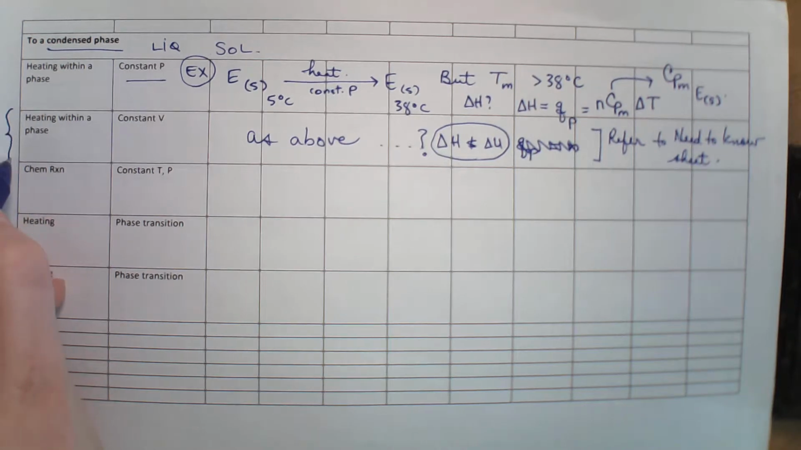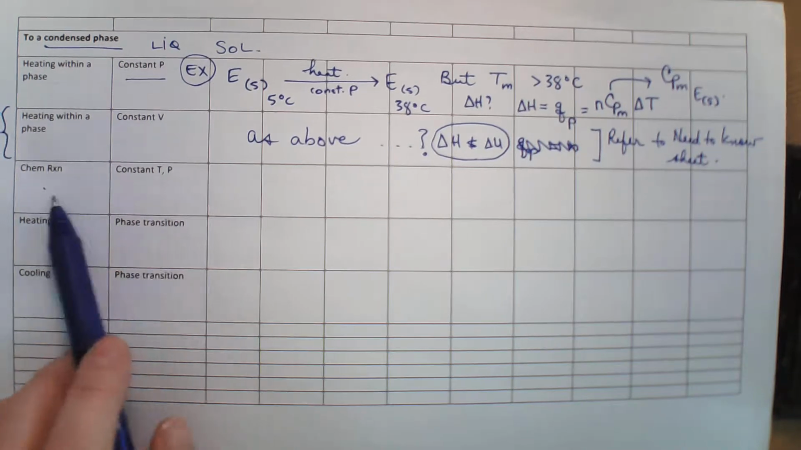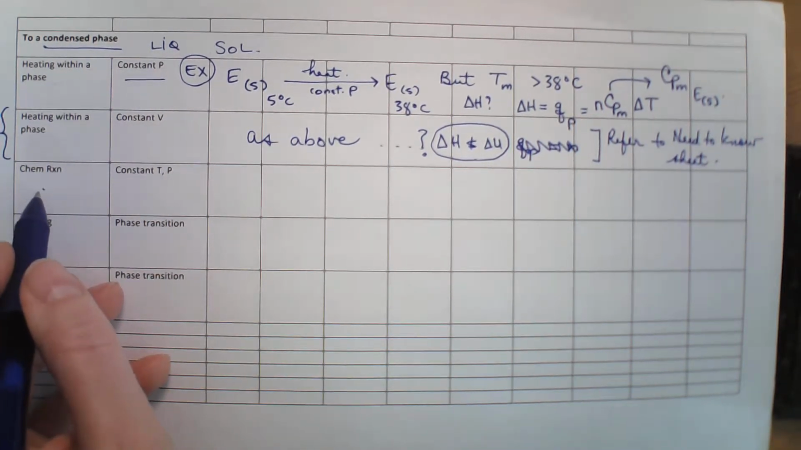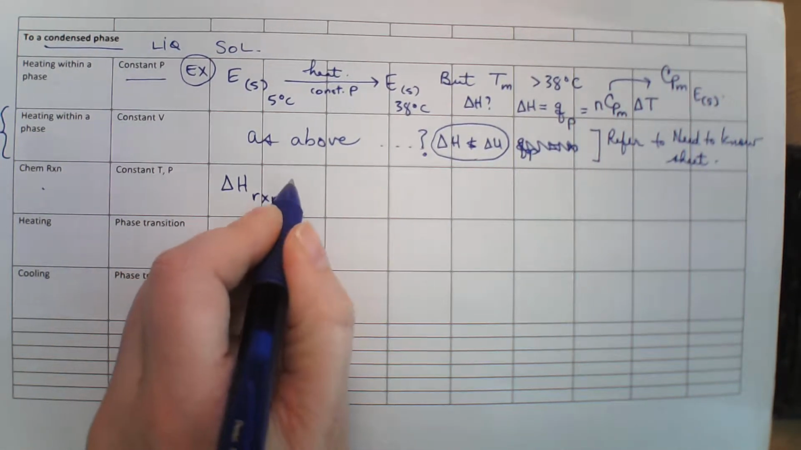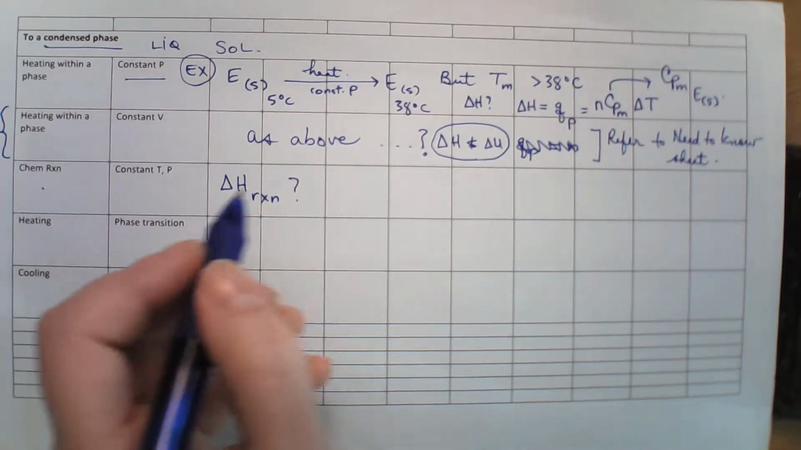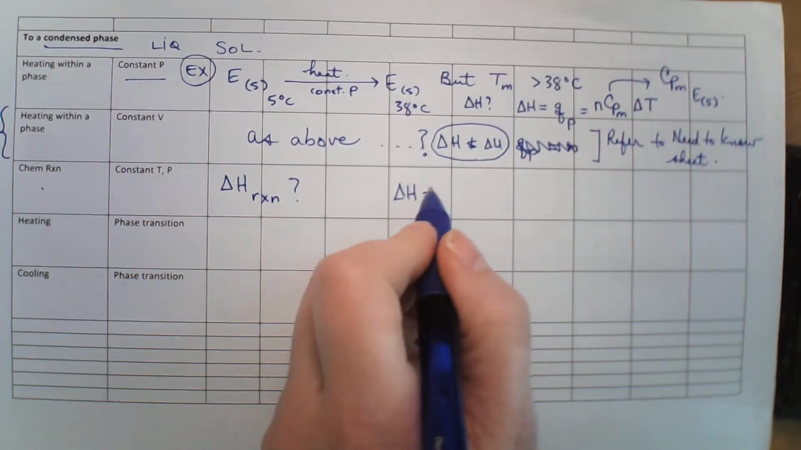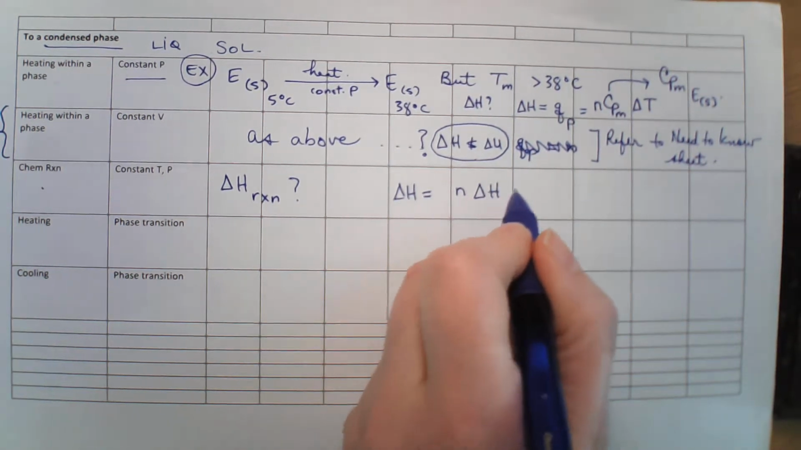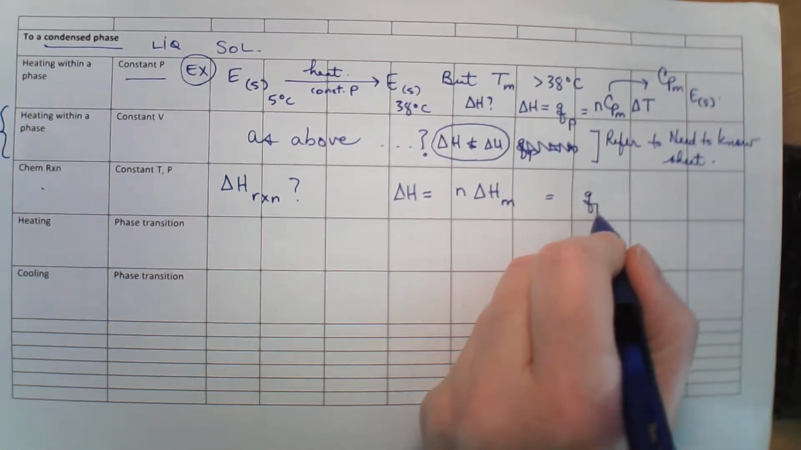This one, not important for the midterm. Chemical reaction, a chemical reaction at constant temperature and pressure. What is the delta H of that reaction? We use Hess's law, as we learned in first year. And if we want to know what delta H is total for that reaction, then we would take the number of moles times the molar delta H, and that would give me my whole Q sub P for that.